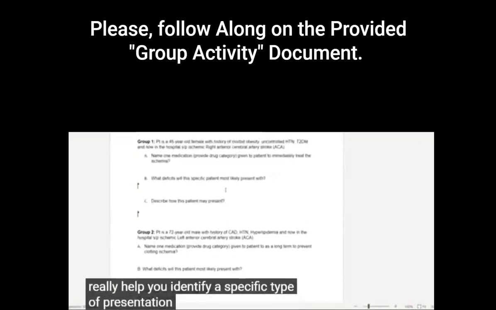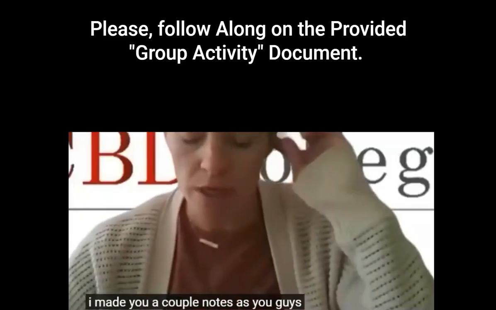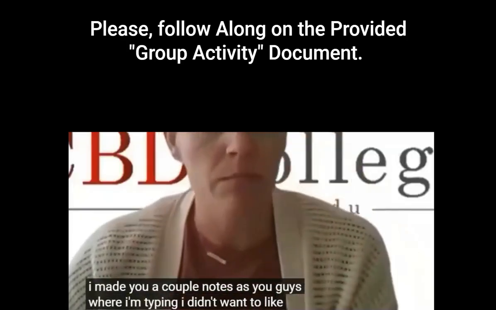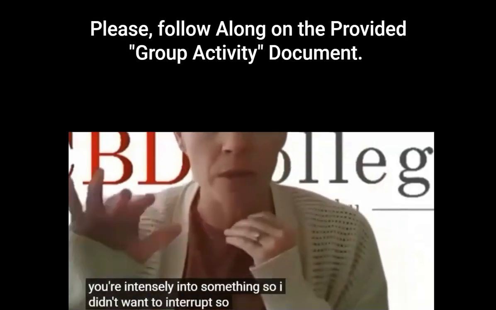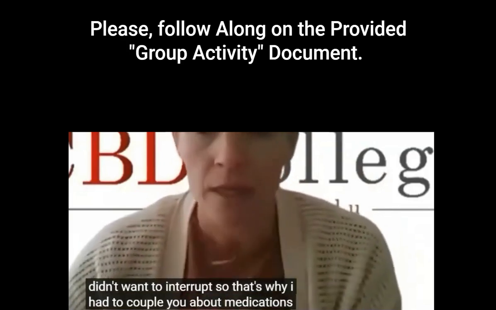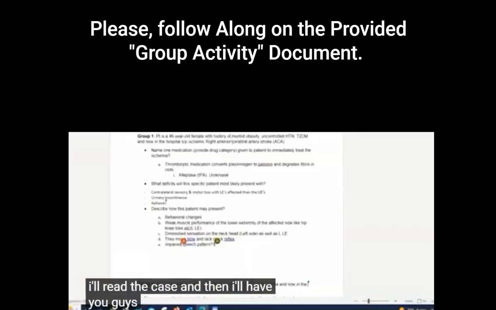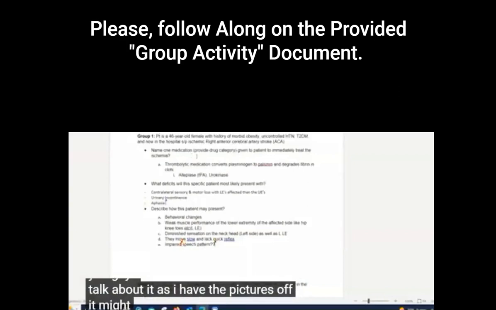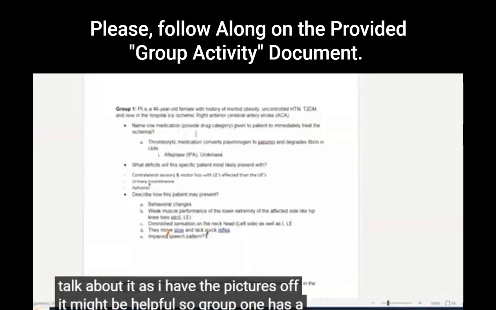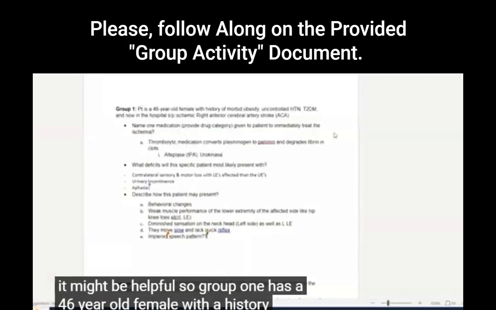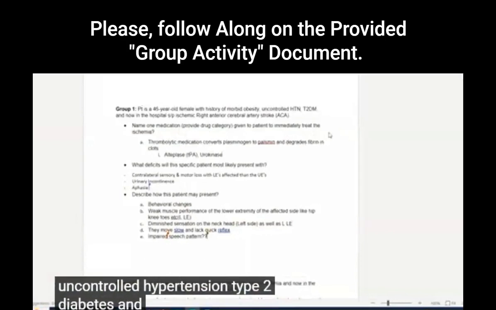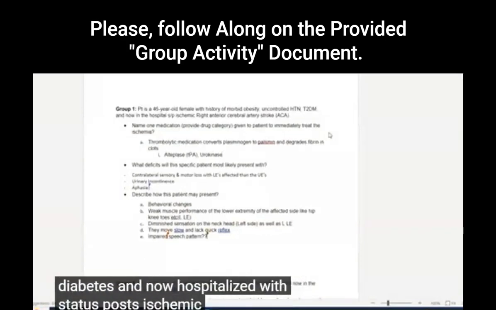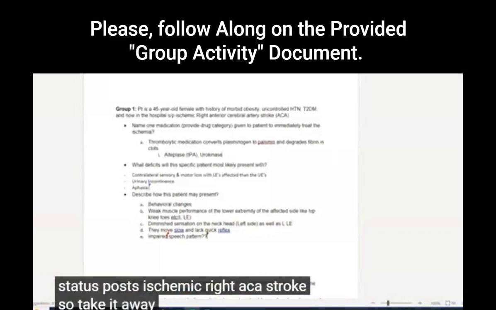I made a couple notes as you guys were typing. I didn't want to hop in because a lot of you look like you're intensely into something, so I didn't want to interrupt. That's why I typed to a couple of you about medications. I'll read the case and then I'll have you guys talk about it as I have the pictures up. It might be helpful. Group 1 has a 46-year-old female with a history of morbid obesity, uncontrolled hypertension, type 2 diabetes, and now hospitalized with status post ischemic right ACA stroke. Let's take it away, Group 1.